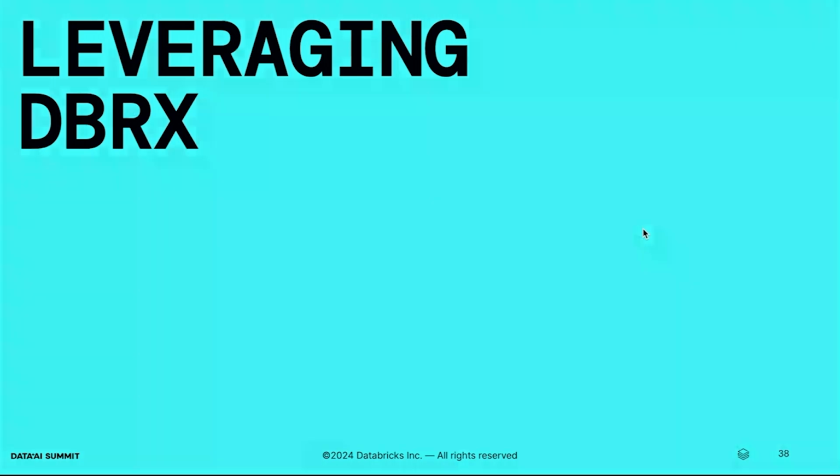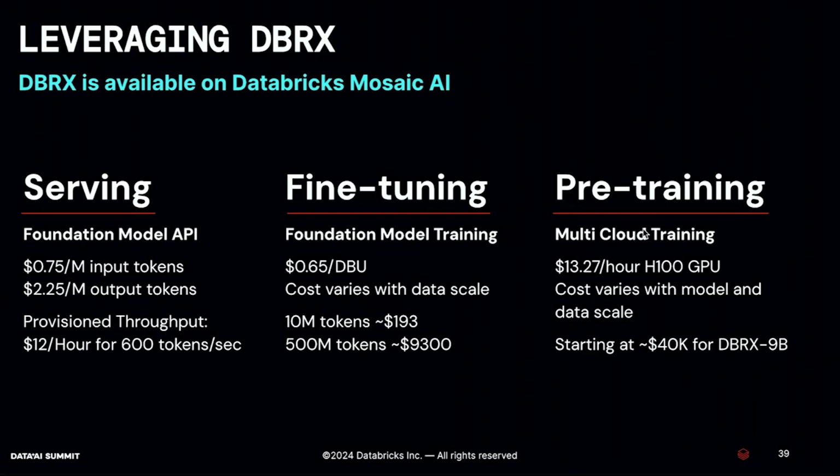Now let's dive into how you can actually use DBRX on the Databricks platform today. There are 3 main ways: serving, fine-tuning, and pre-training. I spoke about fine-tuning and pre-training a little bit. Serving, you can access DBRX today on the foundation model API.